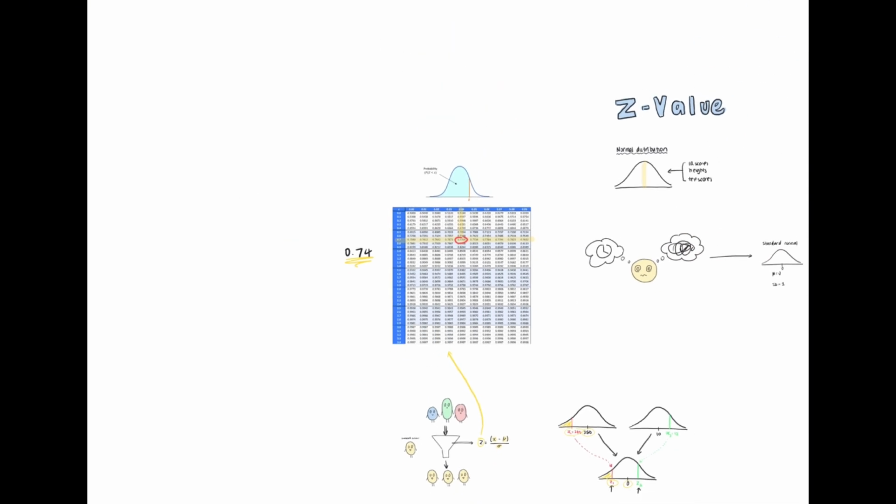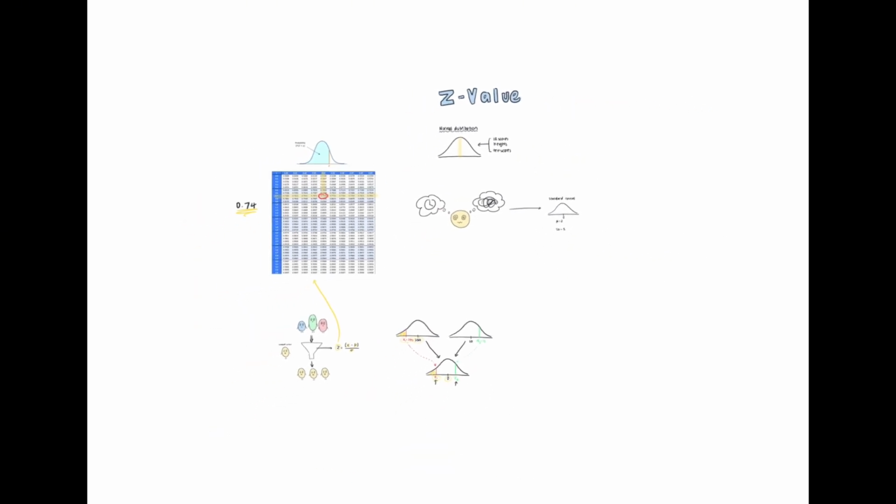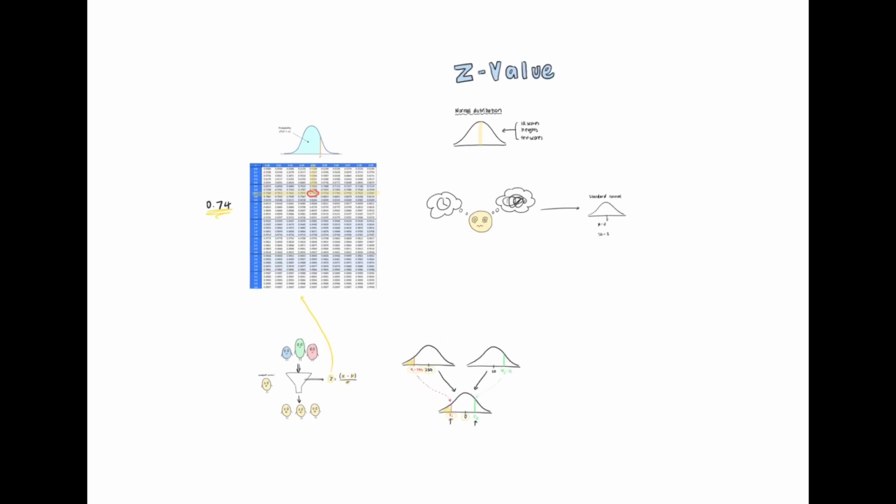Ultimately, Z values simplify working with normal distributions by transforming them into a common scale, making probability calculations much more manageable. Hopefully, this has helped clarify Z values and given you a bit of a light bulb moment.